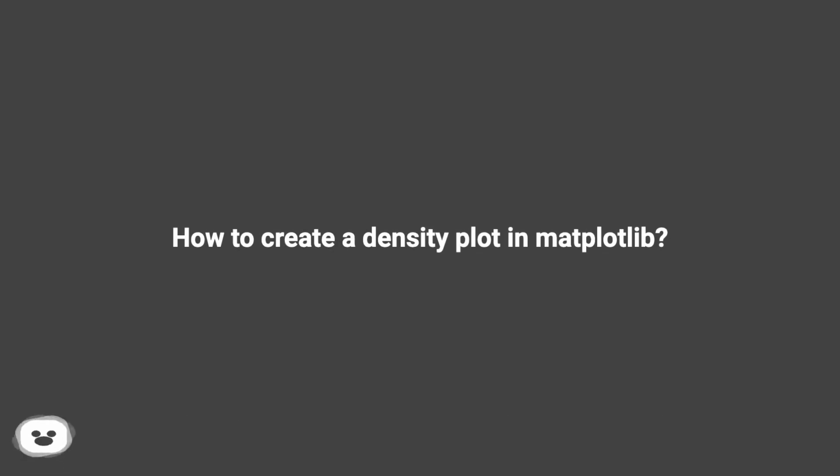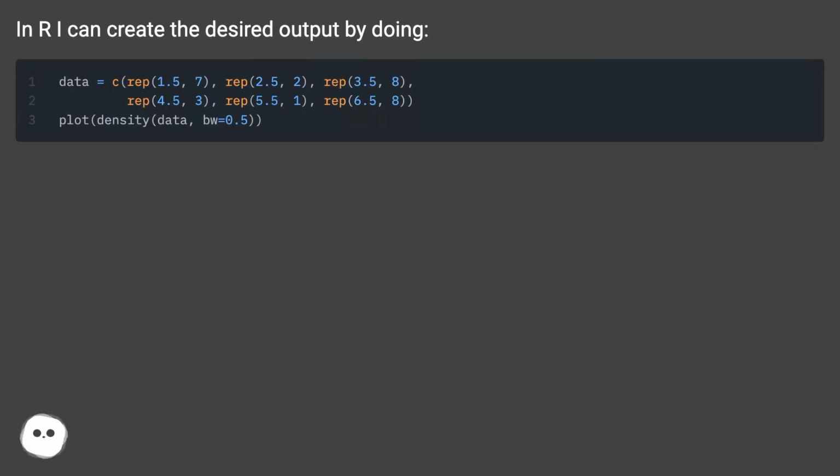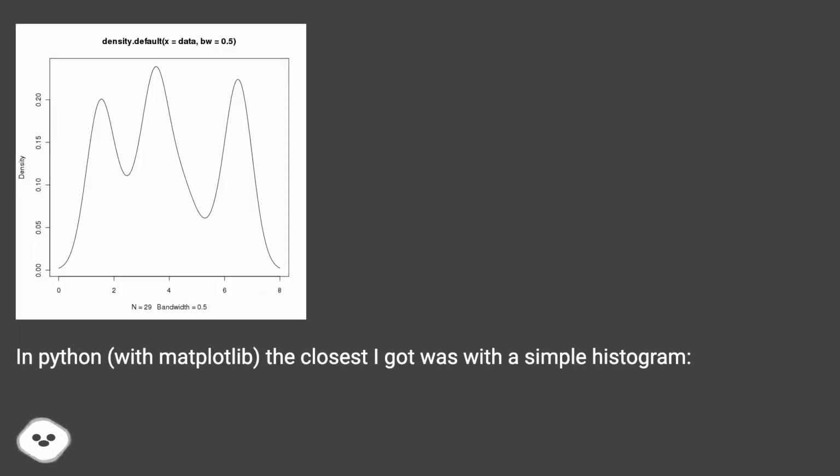How to create a density plot in Matplotlib. In R I can create the desired output by doing this. In Python, with Matplotlib, the closest I got was with a simple histogram.